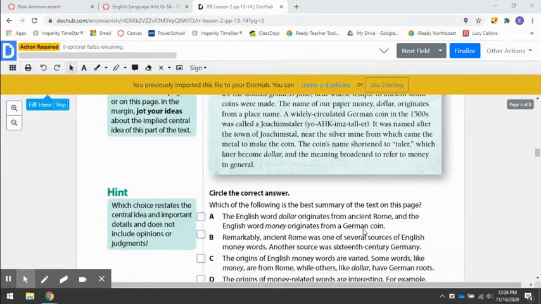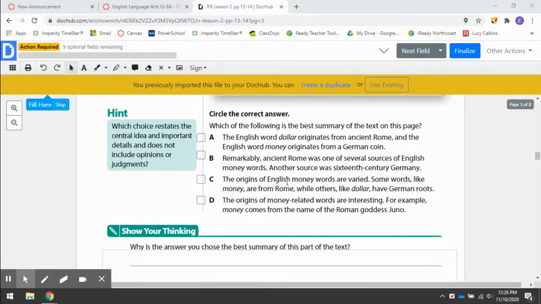So let's see if we can take a look at some of these summaries here. A, the English word dollar originates from ancient Rome, and the English word money originates from a German coin. Now, I just realized this after that conversation I had earlier. The word dollar comes from that long German word, and this says the word dollar comes from ancient Rome, and I know it comes from German. So I know that one can't be correct because it has the facts mixed up, now that I looked at that more closely.